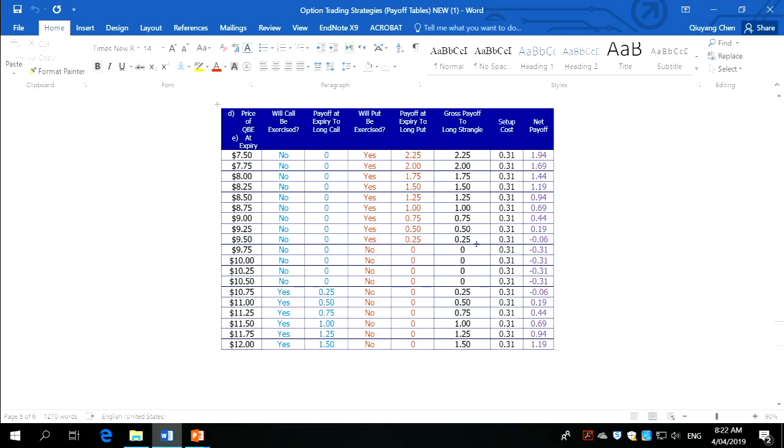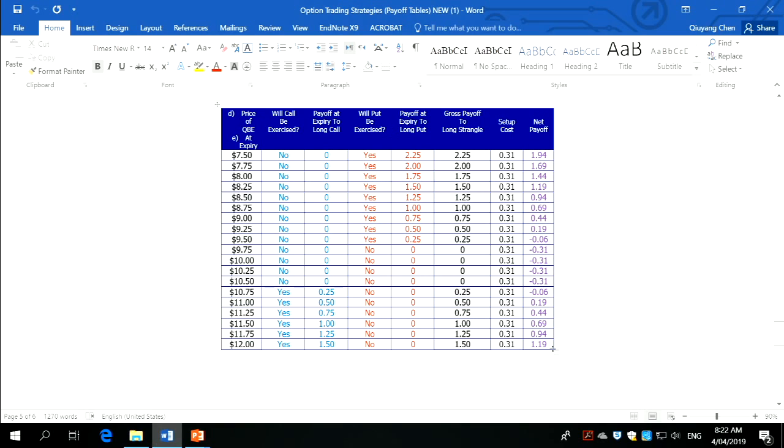But that's just the gross payoff. Remember, we also need to subtract the setup cost. So the setup cost this time is not as expensive as the straddle strategy. The setup cost is only 31 cents. So what we do is subtract 31 cents from this gross payoff column. We get this purple net payoff. Okay? So as we can see from the purple net payoff column, the maximum we're going to lose is 31 cents, the setup cost. If the share price is bouncing within the range of $9.75 and $10.50, the maximum we're going to lose is 31 cents.